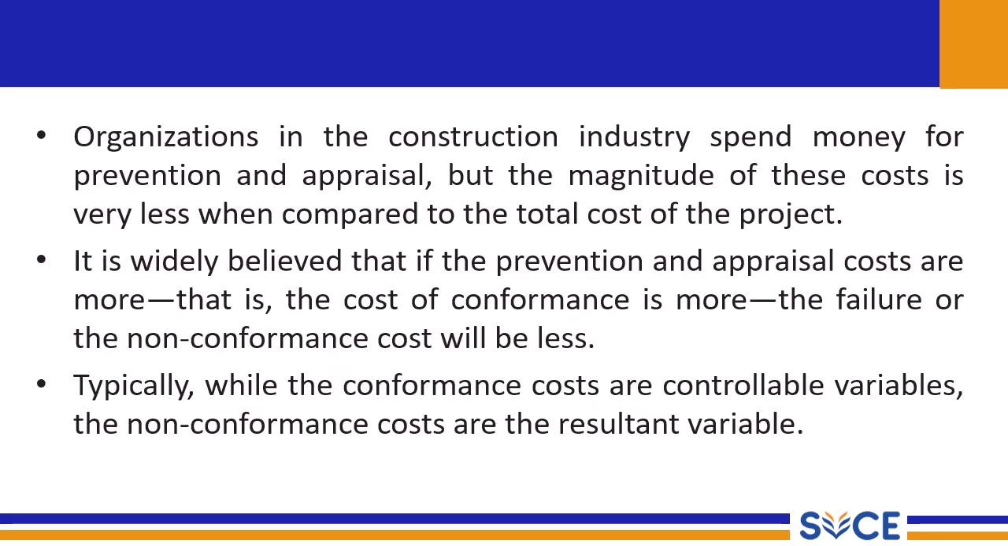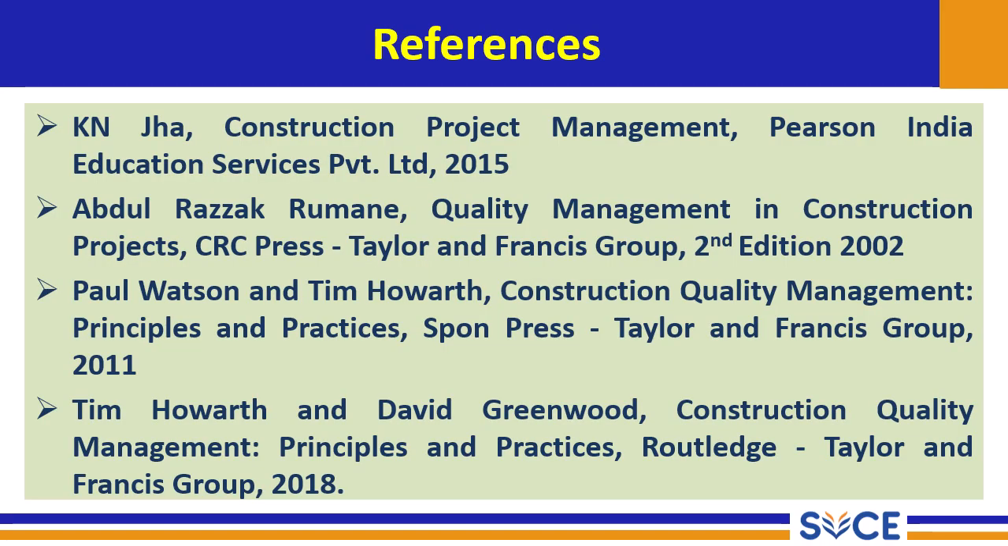Organizations in industry spend money on prevention and appraisal, but the magnitude of these costs is very much less when compared to the total cost of the project. It is widely believed that if the prevention and appraisal costs are more, that is the cost of conformance is more, the failure and non-conformance cost will be less. Typically, the conformance costs are controllable variables, while the non-conformance costs are resultant variables.